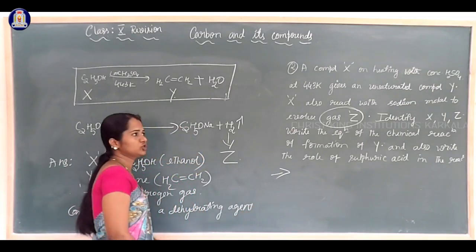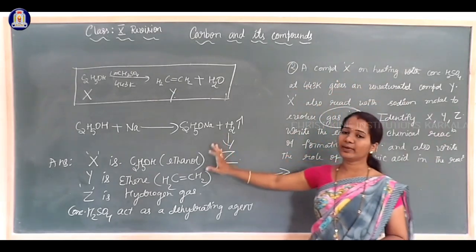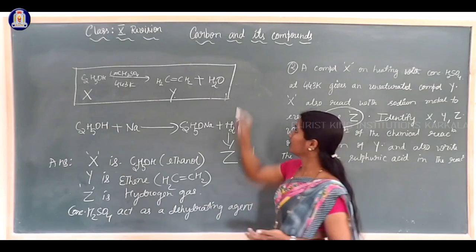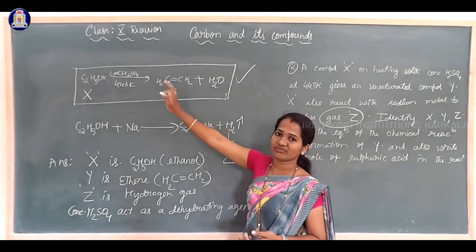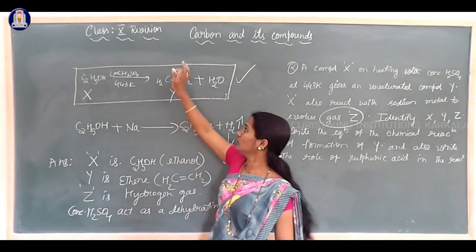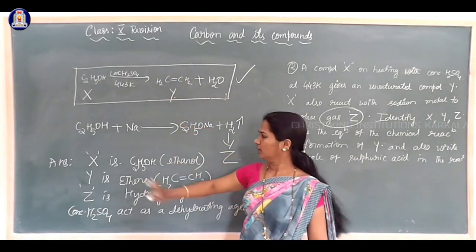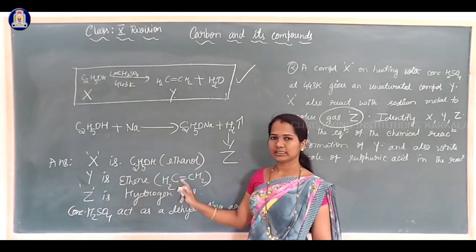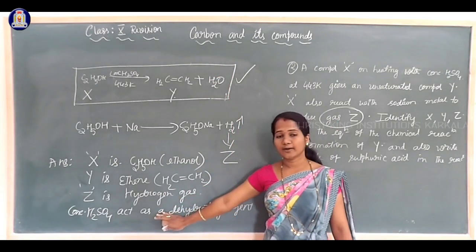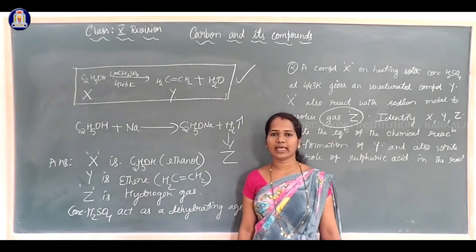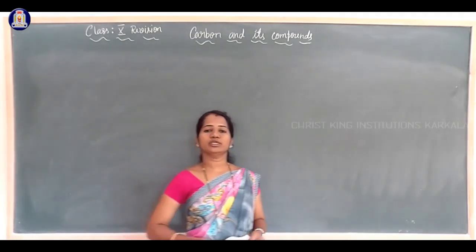So in this way you have to solve. Part by part you have to read the question, understand it, and your answer should be step by step. The chemical reaction should be there in your answer, that is the reaction of ethanol with sulfuric acid to give the unsaturated compound, ethene. First, X is ethanol, Y is ethene, Z is hydrogen gas. Then this chemical reaction, and the role of sulfuric acid: sulfuric acid acts like a dehydrating agent. Now we will move to the next question.